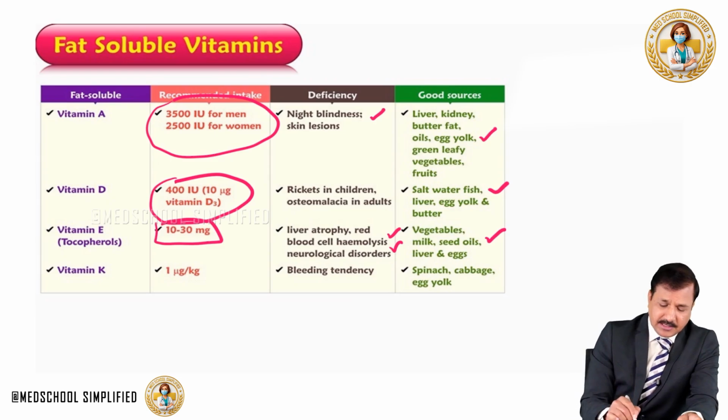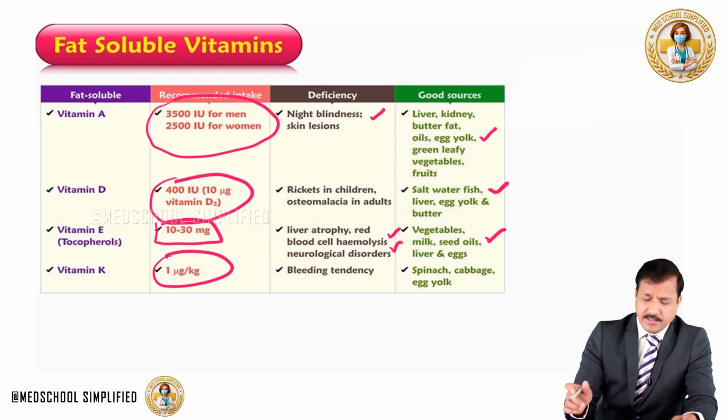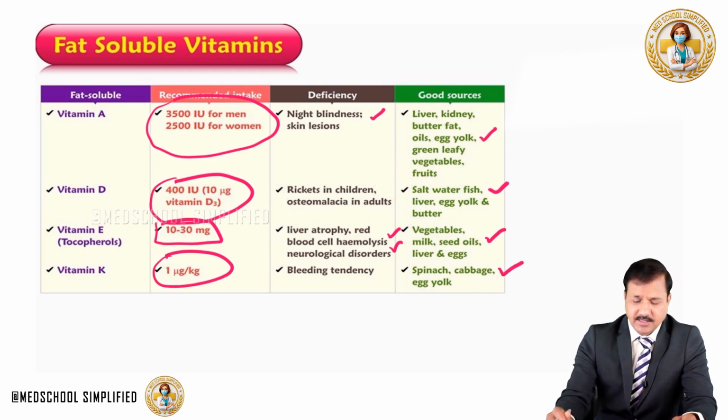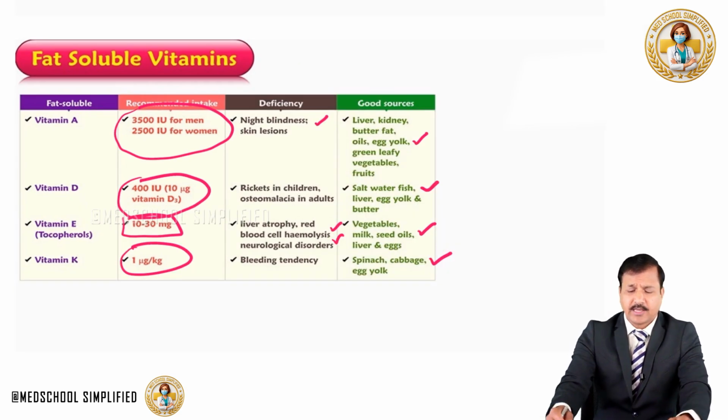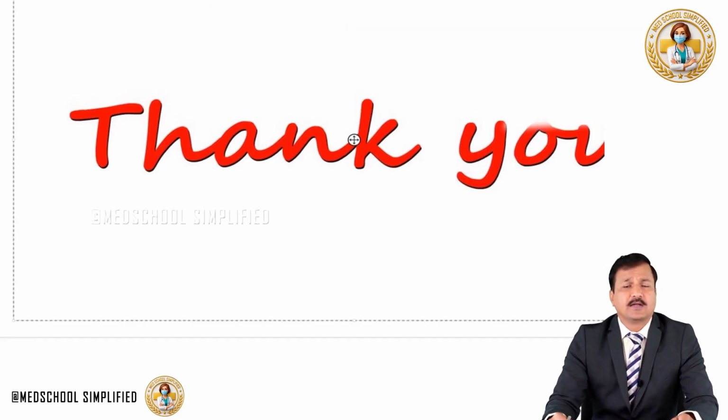Vitamin K requirement is 1 microgram per kg body weight, and deficiency of vitamin K can lead to bleeding tendencies, basically hemorrhages, because vitamin K is involved in the blood clotting mechanism, so that will be decreased, so there is a tendency for bleeding. And vitamin K is richly available in green leafy vegetables. Okay, so these are some of the general points about digestion, absorption, transport and storage of fat soluble vitamins.